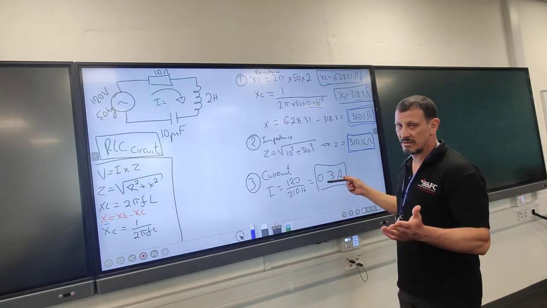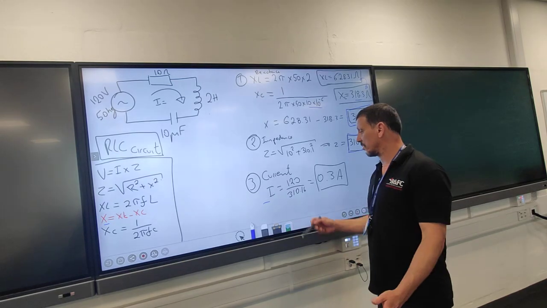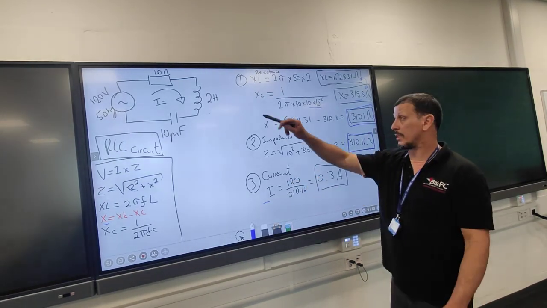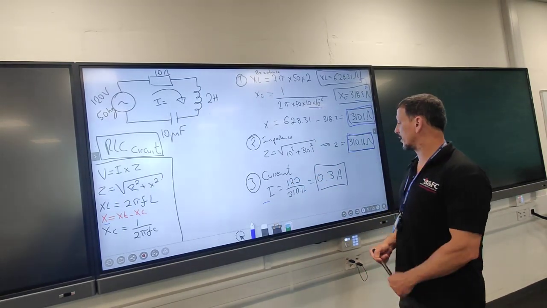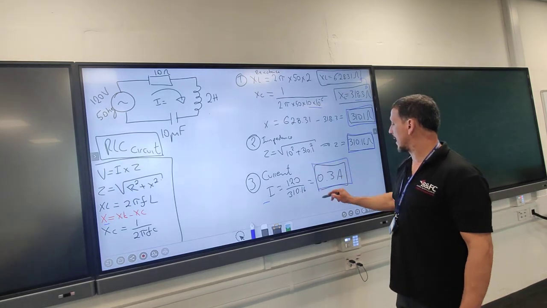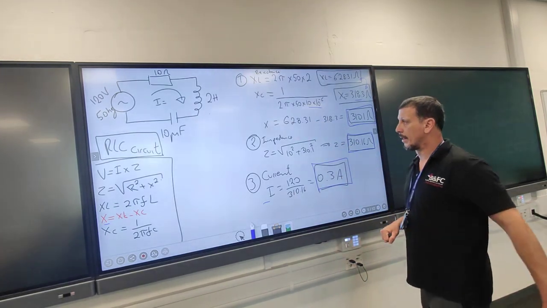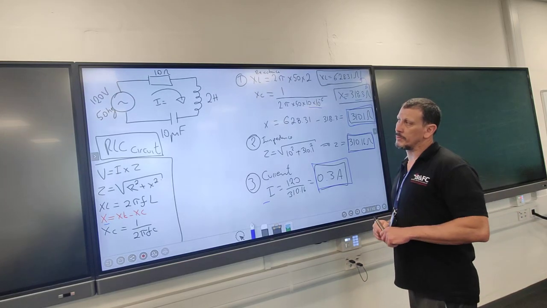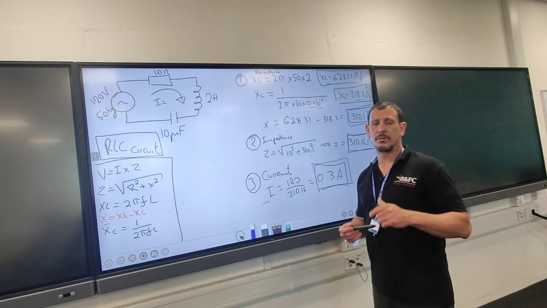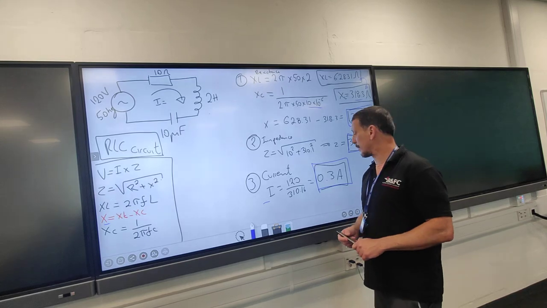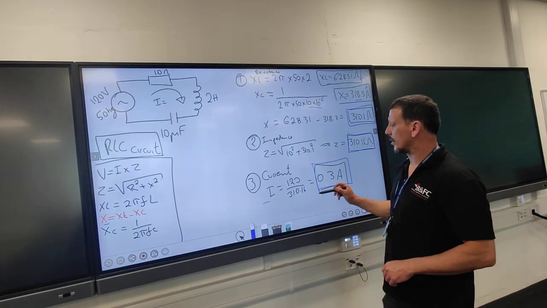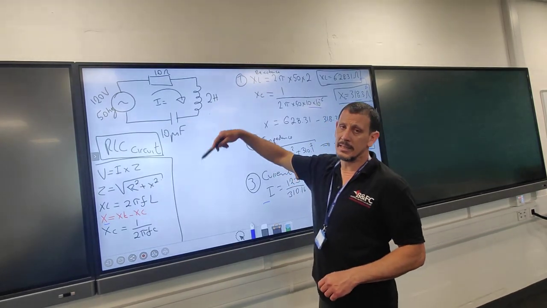Pretty easy now. You want to find current, that's the final part. All you do is voltage, 120 given in the question, divided by the total impedance, you get 0.3 amps of current, total current that flows through the system. Now, for level 3s, we're not going to go into phases, we're not going to go into angles, but that's in the next chapter. You would work out what is the angle, if it's leading or lagging.